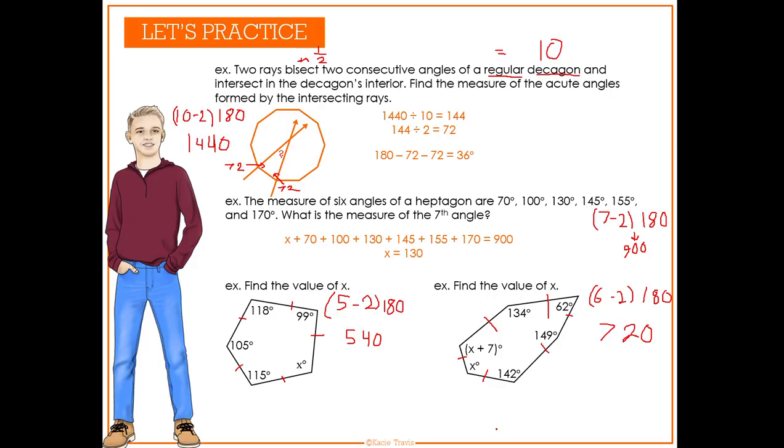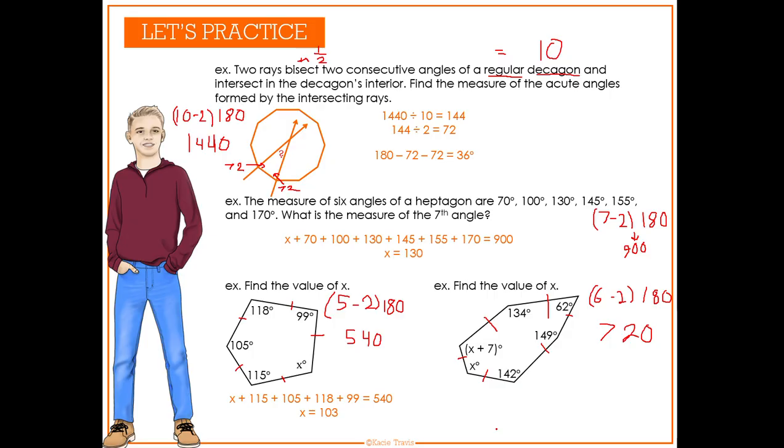So we got the total number. We got all the angles there. Let's add them up and let's solve it. First one we got x plus 115, 105, 118, 99 is equal to 540. And when we subtract those from 540, we get 103.